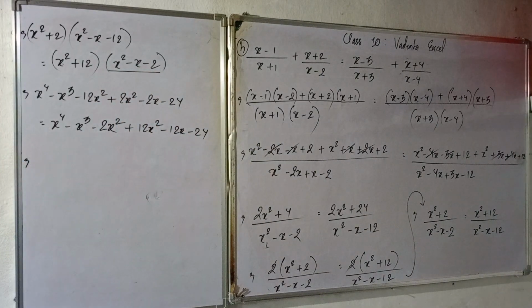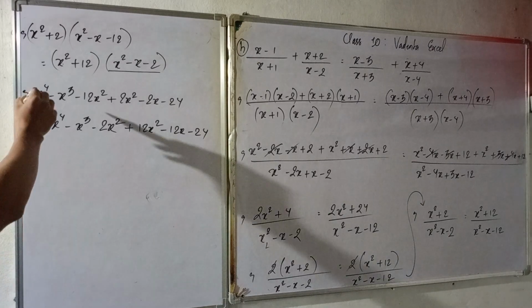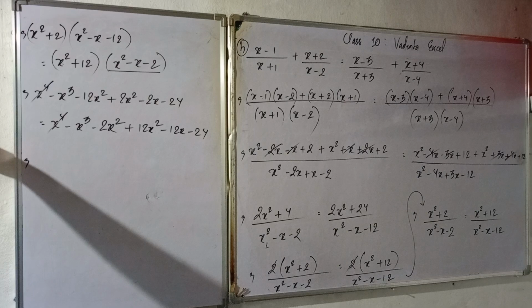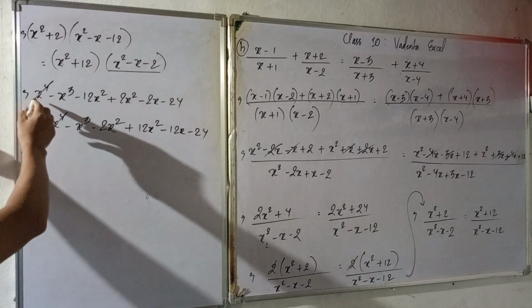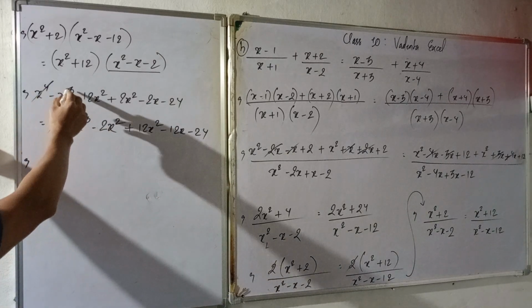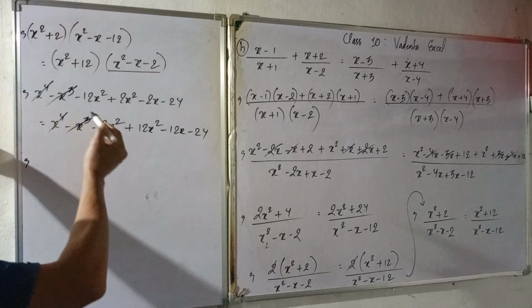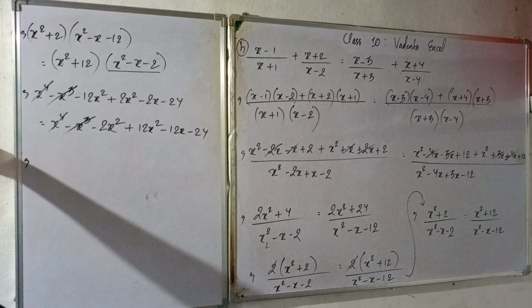Okay, now you see, x power 4, both are the same, so we are going to cancel. Positive x power 4, positive x power 4. Now negative x power 3 and negative x power 3, cancel. Now the remaining. What is in the remaining?